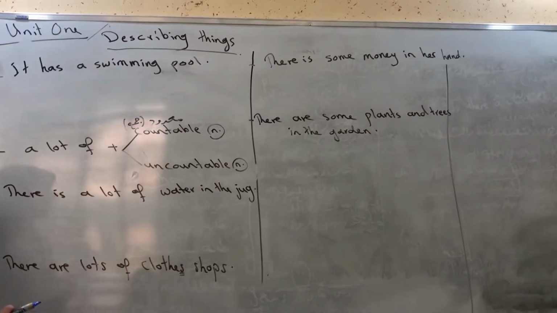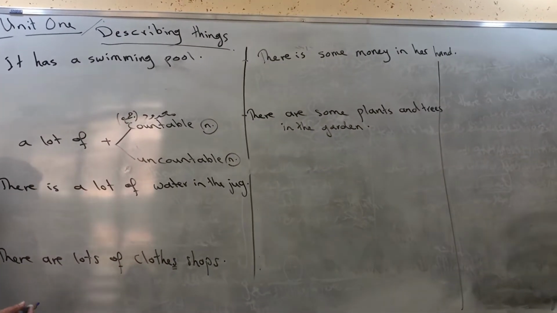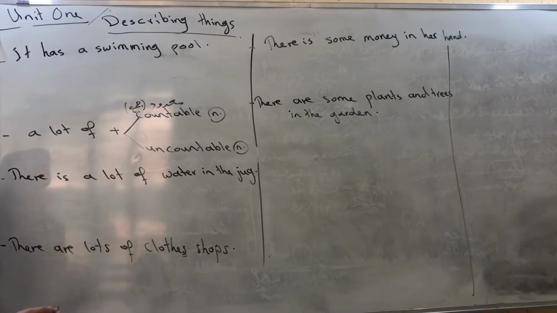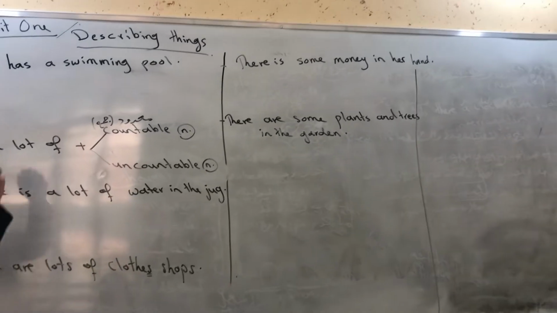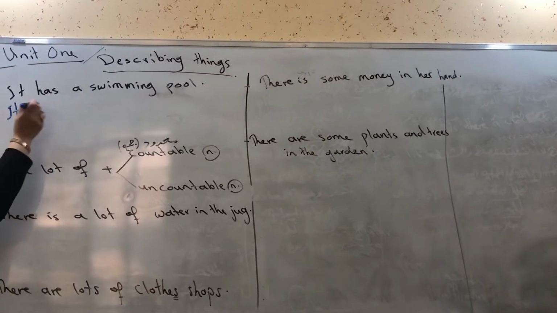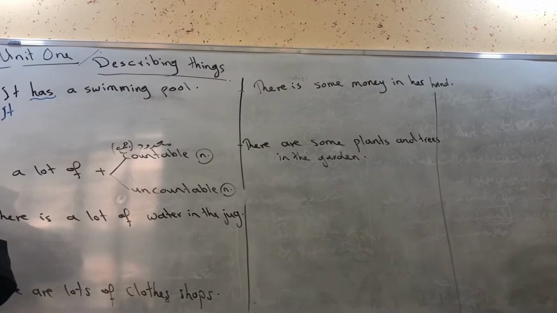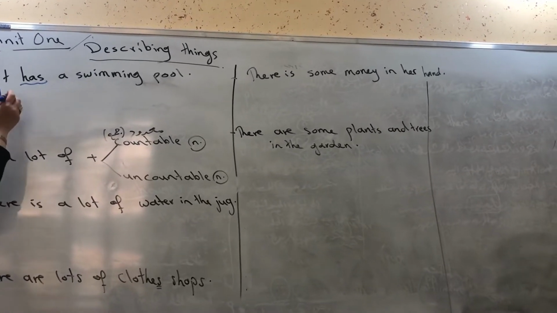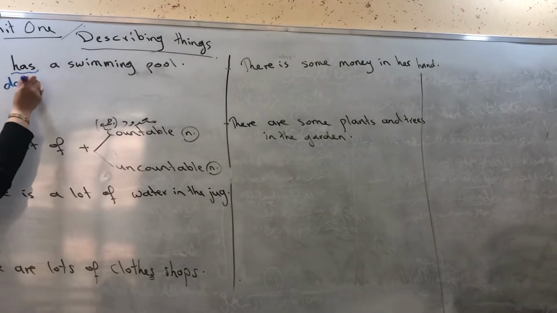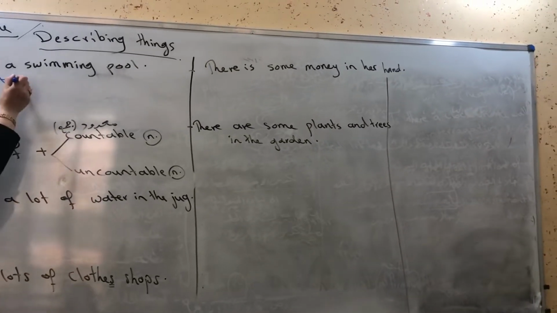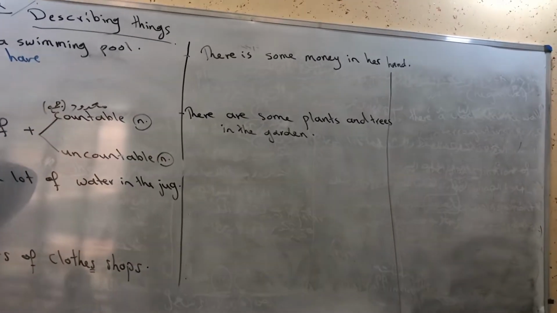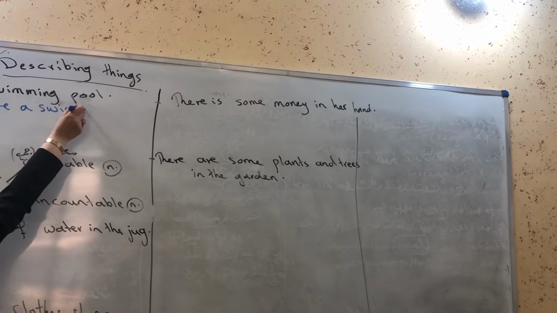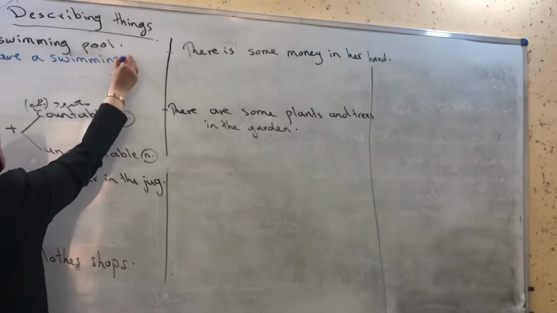We have it has a swimming pool. This sentence is affirmative. I want to change it into negative. What will we have? It. Now I have has, which is a verb. What did we say it is? Main. When I change to negative, what will I use? Doesn't. So it doesn't, and I change has to the base form. It doesn't have a swimming pool.